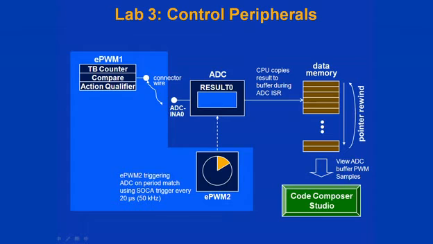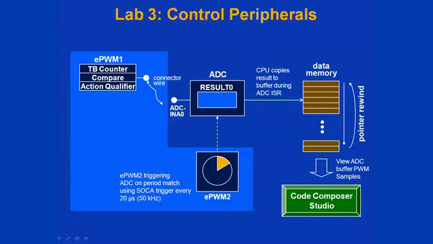In this lab exercise, a 2 kHz 25% duty cycle PWM waveform will be generated by EPWM1. The waveform will be fed into ADC channel A0 using the jumper wire. The ADC is being triggered by EPWM2 at a rate of 50 kHz. After each conversion, the CPU will copy the results into a circular buffer.